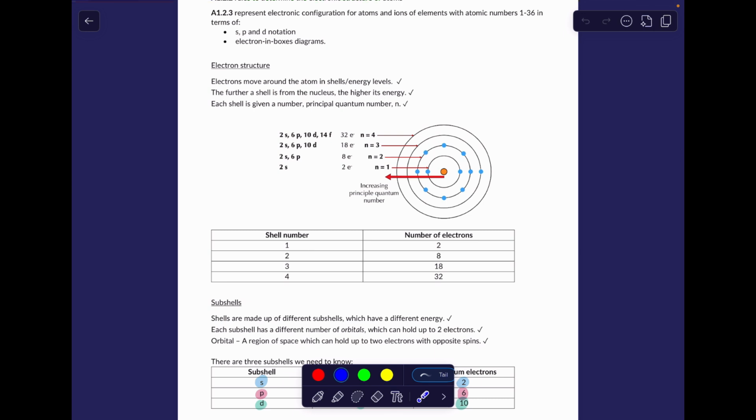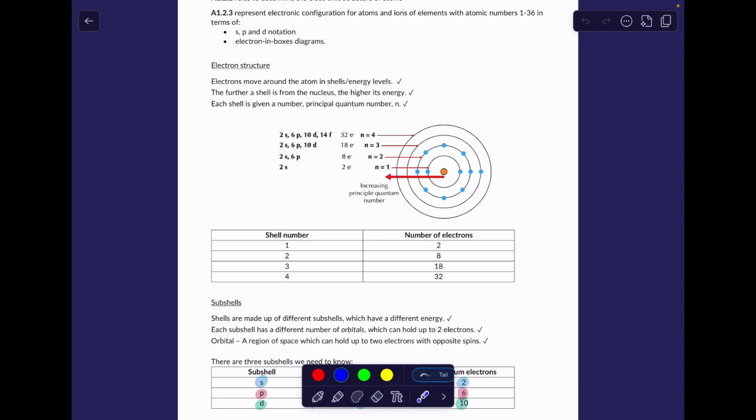Everything you can see here is going to be definitions. I'll just read them out to you. Electrons move around the shell in energy levels. So you can see this is previously what we identified as the shells that the electrons were in. Now there's a little bit more nuance to that. The further a shell is from the nucleus, the higher it goes up in energy. So this one has a lower energy than this one.